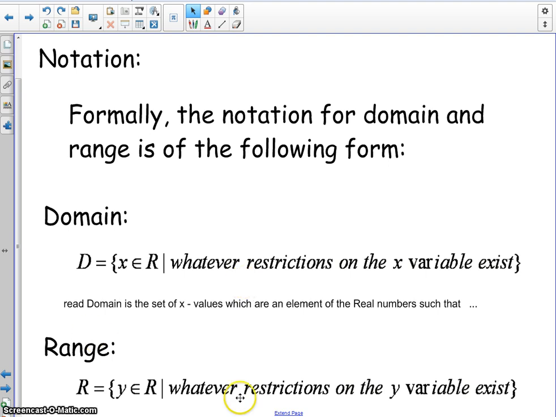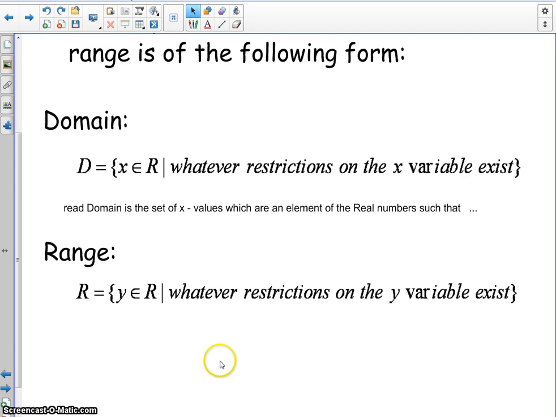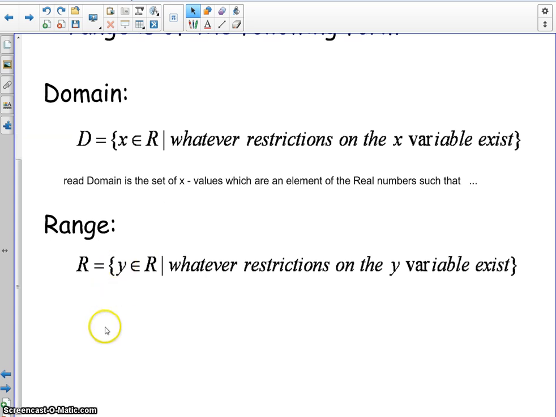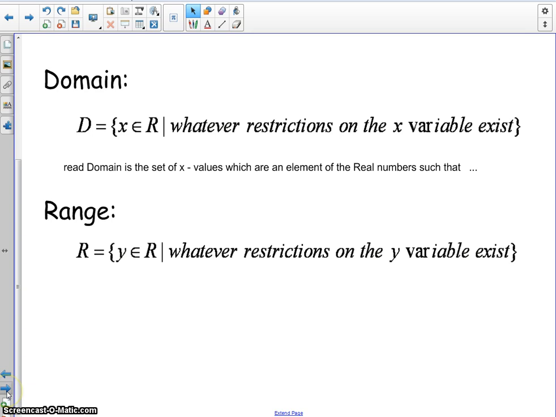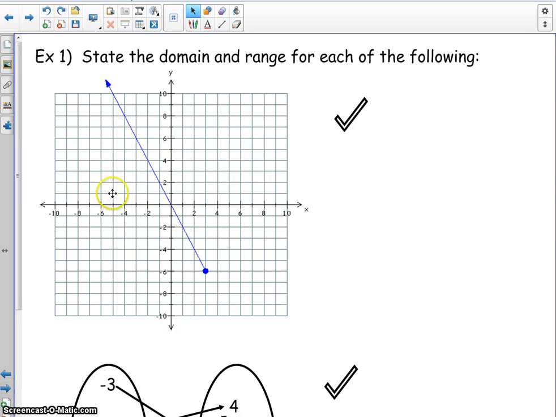Similarly for range, it's the same idea, except it's y. So we say the range is y is an element of the real numbers such that, and then list whatever restrictions there are. So this will make more sense when we see some examples. So let's take a look at this first graph right here, where we're looking for the domain and range. What we have here is a line. And for the domain and range, we're just trying to list all the possible x values or y values that would exist on this graph.